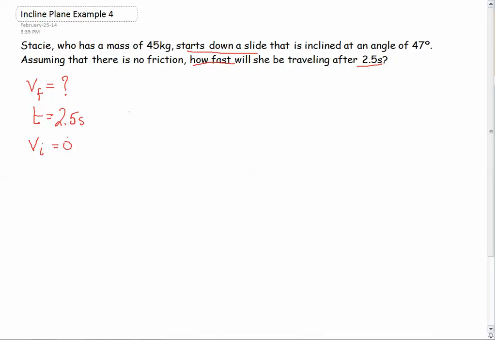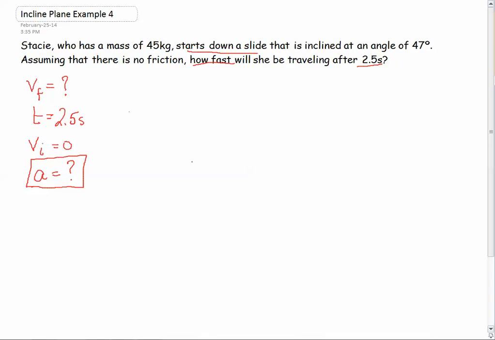And if we think about this, what are we going to be able to calculate? Well, displacement's going to be a challenge to calculate because we don't know how high the slide is. We don't have any distance measurements. But we can calculate the acceleration that she will have going down the incline. So to answer this question, we need to have our acceleration. So let's get started calculating that acceleration.